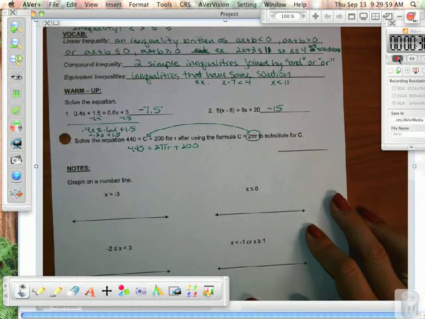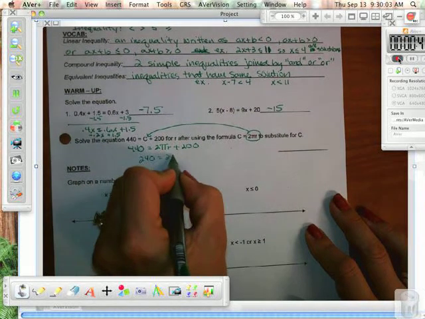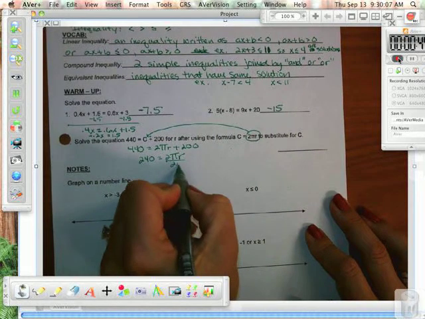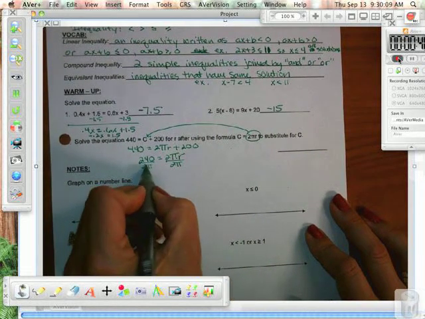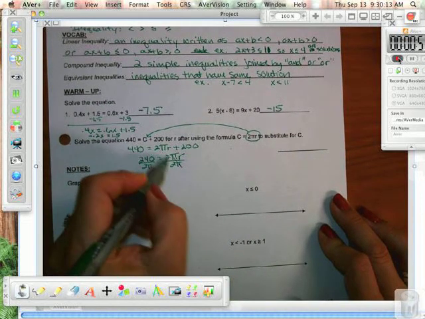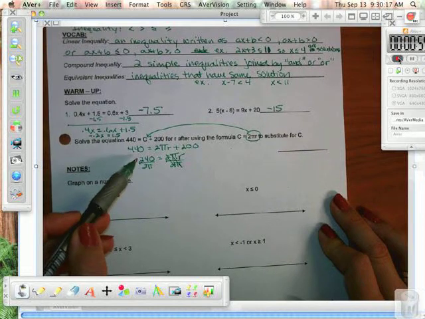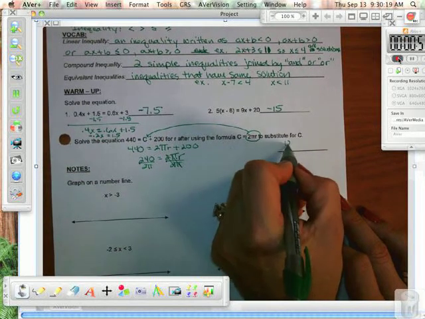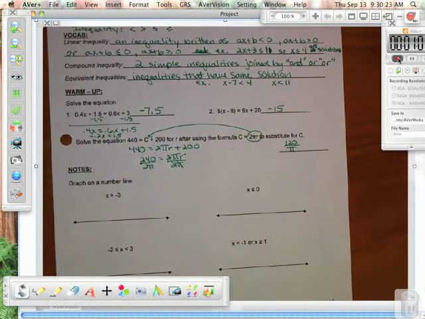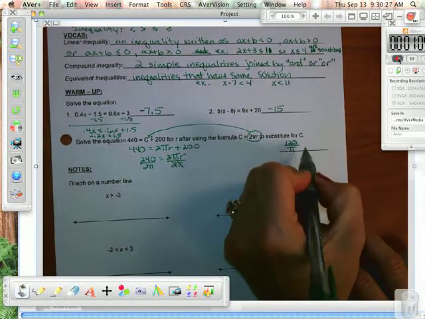Then you subtract 200 from both sides. You get 240 equals 2 pi R, and you divide both sides by 2 pi. Well, you get 240 divided by 2, which is 120. You could just write it like this, or if you used the pi button, you'd get a different answer. But you could just write it like that, equals R.